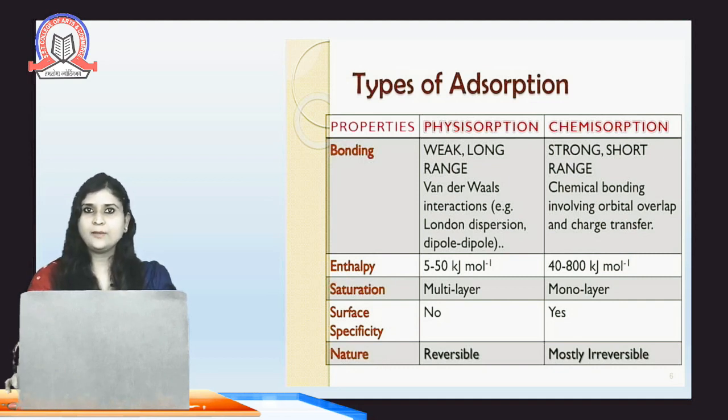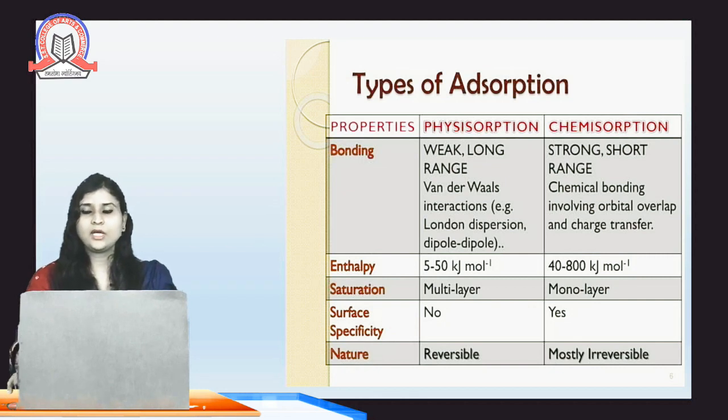So the first property: bonding. In physisorption, there are weak long range van der Waals forces or interactions, for example London dispersion or dipole. Now, as we know, van der Waals forces of attraction are temporary forces which are created between atoms which temporarily come in contact with each other. So they are very short-timed forces of attraction. Because of these weak and temporary van der Waals forces, the adsorption takes place.